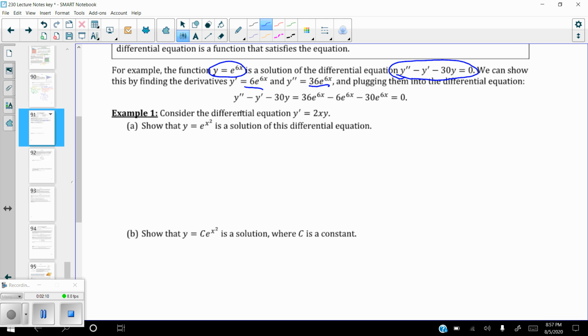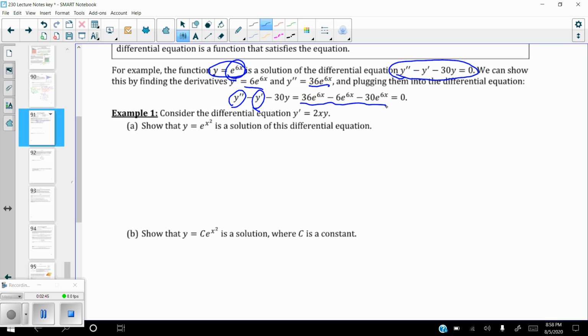So y double prime goes right here. Okay, that's the 36e to the 6x. Y prime gets plugged in right here. That's the 6e to the 6x. And then minus 30y, well, y was the original function right there. That gets plugged in for y. So then as you can see, you get 36e to the 6x minus 6e to the 6x minus 30e to the 6x, which is 0. Because 36 minus 6 is 30, and 30 minus 30 is 0. So there you go. That would show that that is a solution.